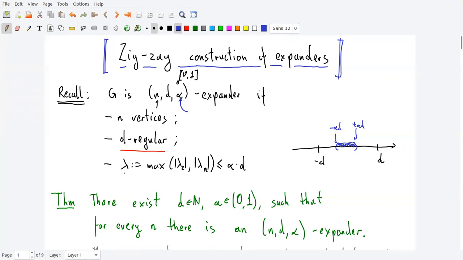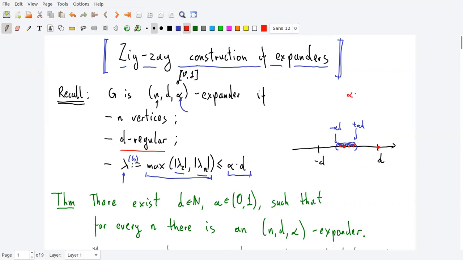So if I denote by lambda of a graph G the second largest, up to absolute value, eigenvalue of the graph, so the maximum of the absolute value of lambda 2, the second eigenvalue, and lambda n, the last eigenvalue, then this alpha is the smallest number such that this maximum is smaller or equal than alpha times d. So in other words, if I have an (n, d, alpha) expander, then its spectrum looks like that. There is one eigenvalue d, which is always there due to d-regularity, and all the other eigenvalues are in this interval between minus alpha d and plus alpha d.